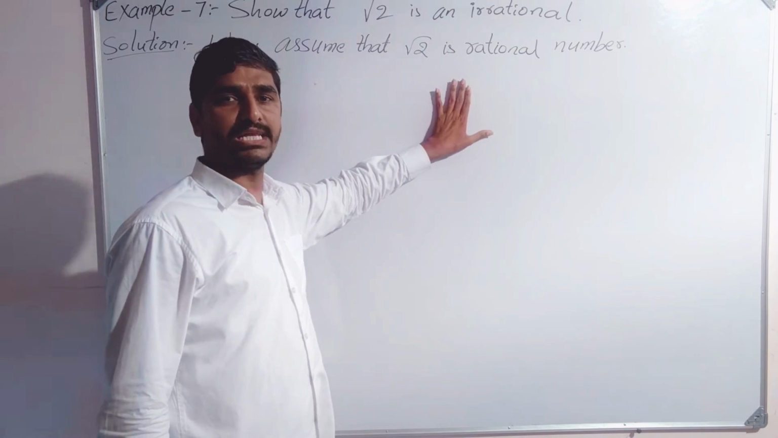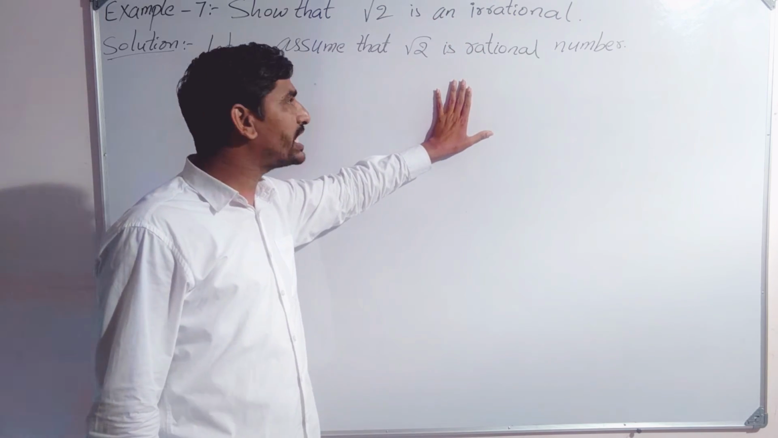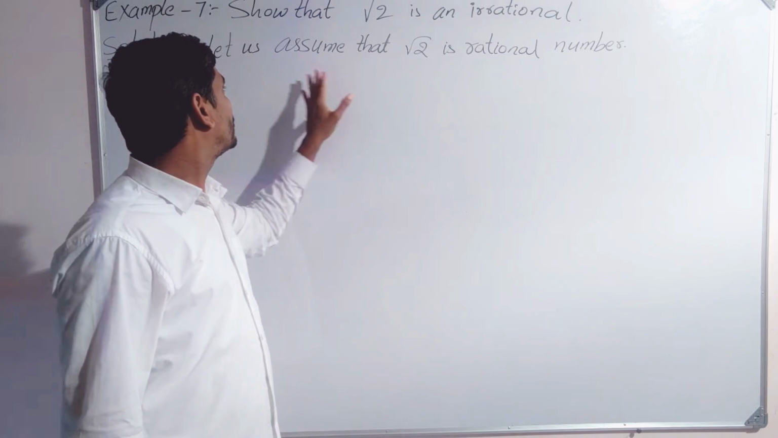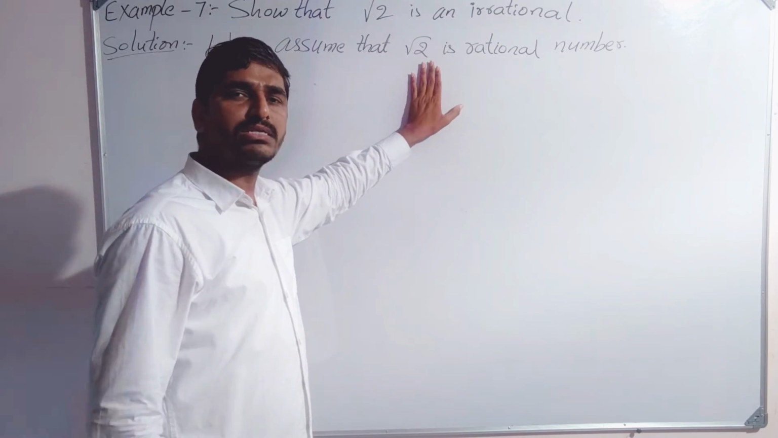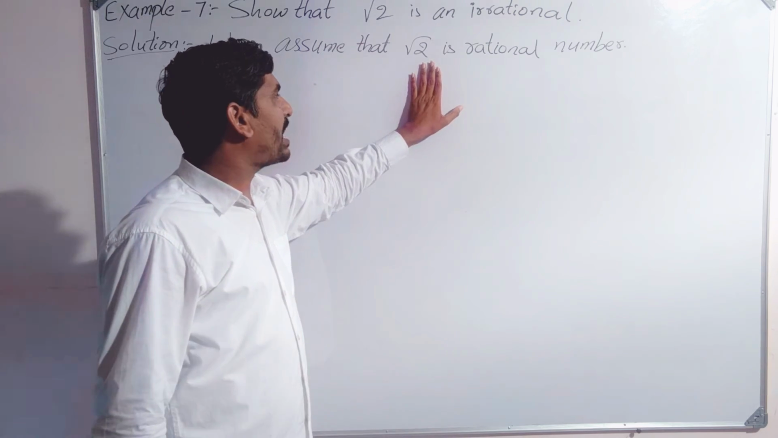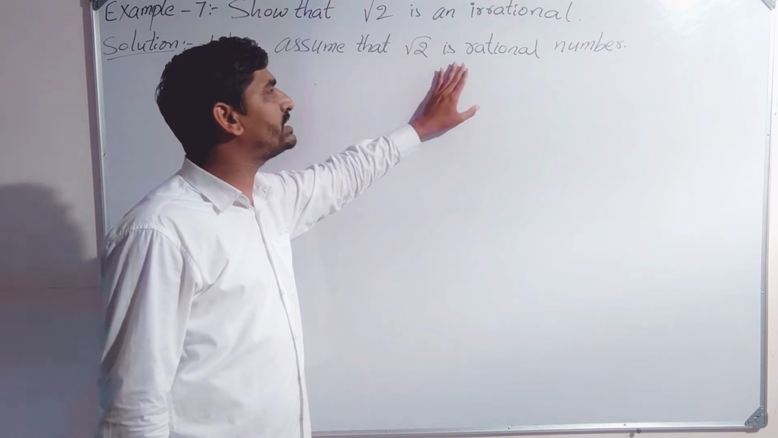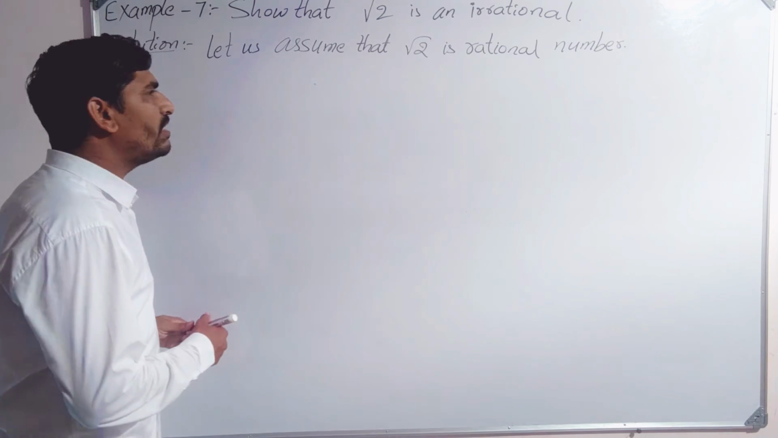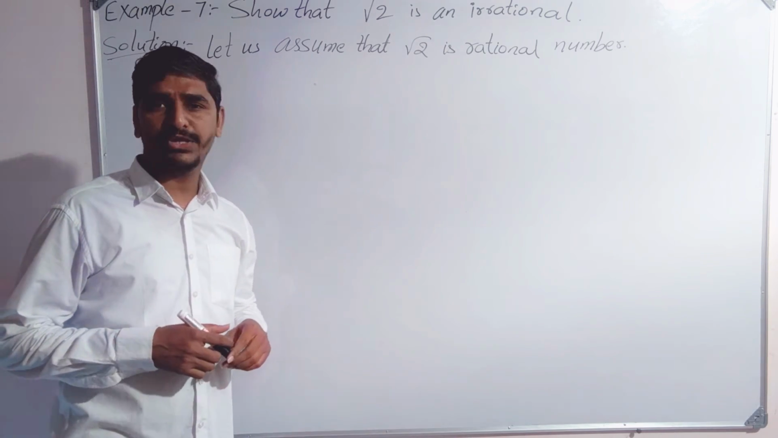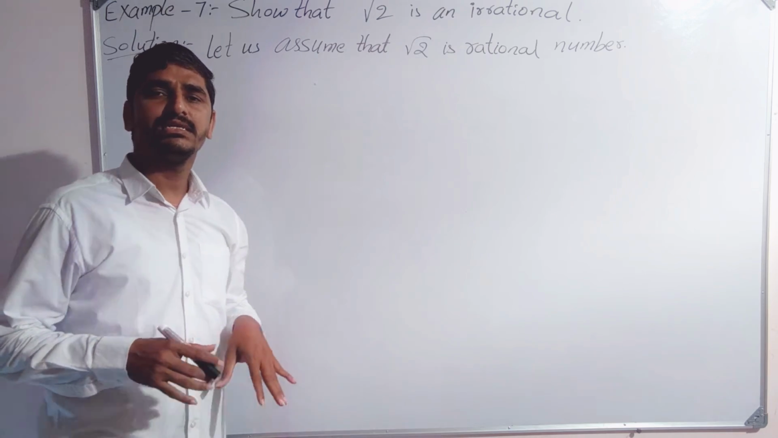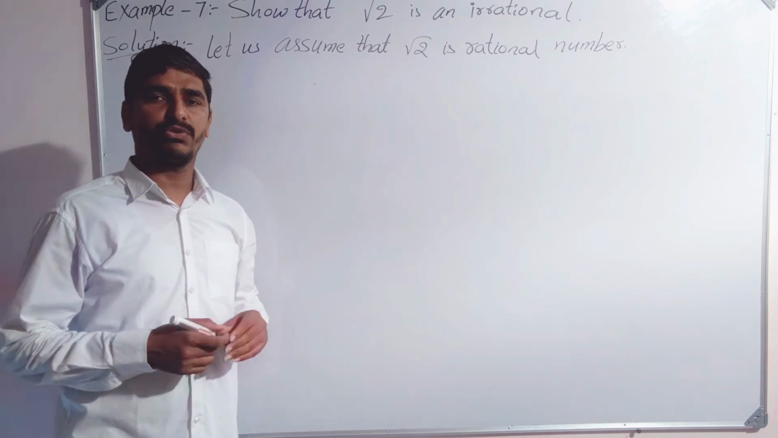Root 2 is a rational number. We are assuming that. It's our assumption: root 2 is a rational number. The rational number condition is what? A number is in the form of p by q, where p and q are integers and co-primes, and q is not equal to 0.